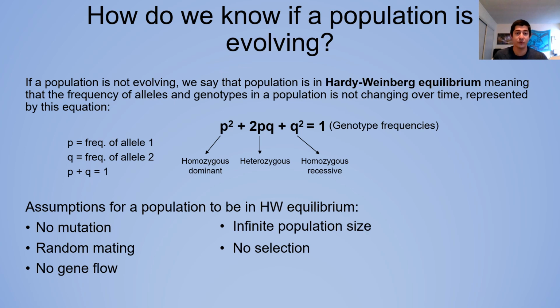Obviously, in any real natural system, at least some of these things are likely to be happening, but this is a very hypothetical situation that allows us to investigate whether or not a population is evolving. And this probably makes zero sense to you right now, so we're going to go ahead and run through an example of how you would examine this with the Hardy-Weinberg equilibrium.